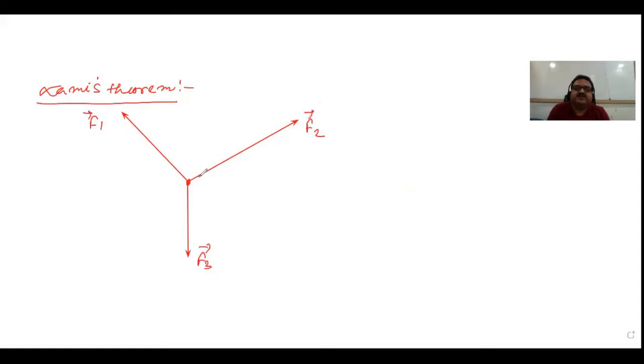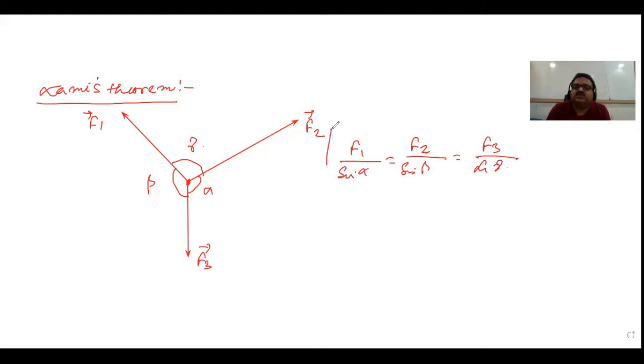Say for example, this angle is alpha, this angle is beta, and this angle is gamma. According to Lami's theorem, if the net force acting on the body is zero, then we can write F1 by sine of the opposite angle, that means sine alpha, equals F2 by sine of the opposite angle, beta, equals F3 by sine of the opposite angle, that is gamma. To solve any problem related to equilibrium, we are going to apply this particular theorem.